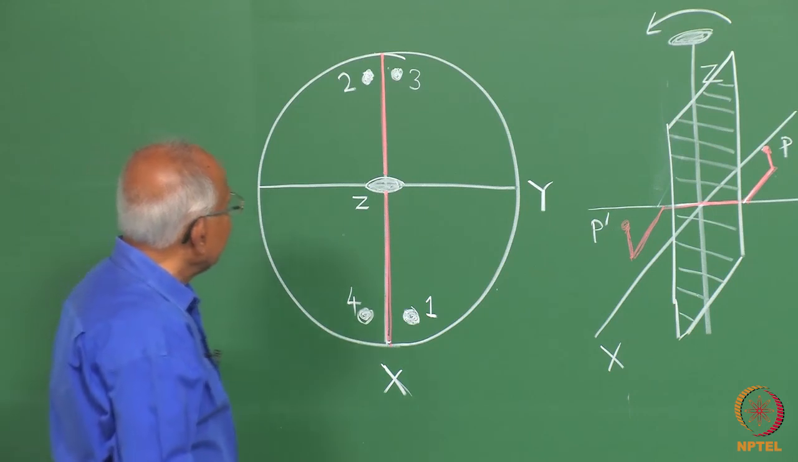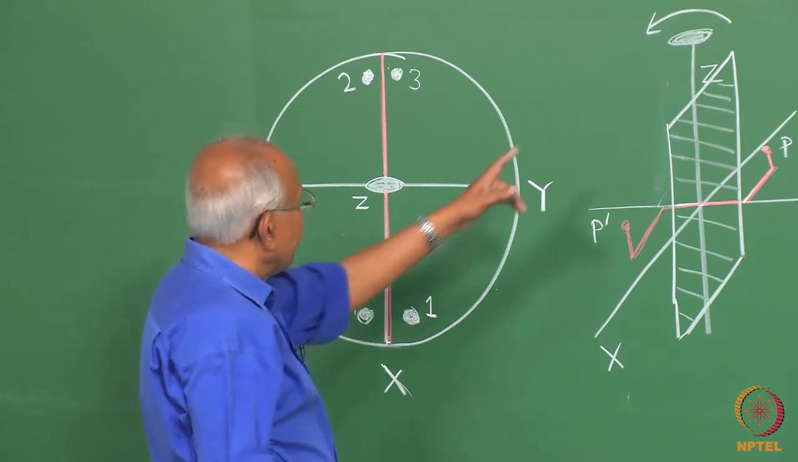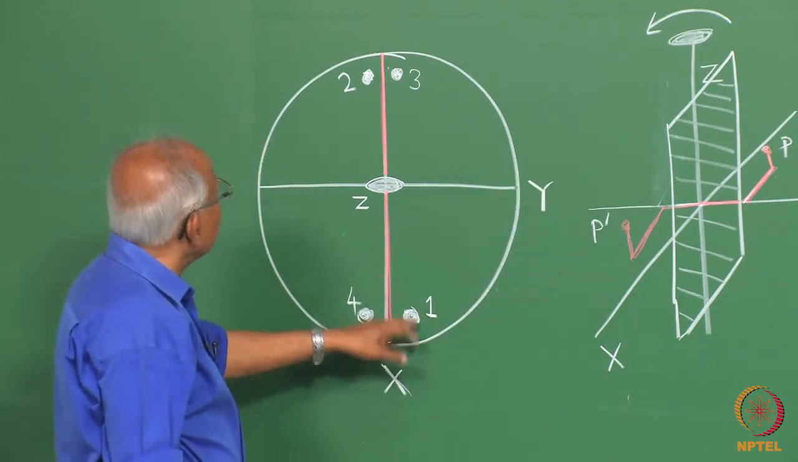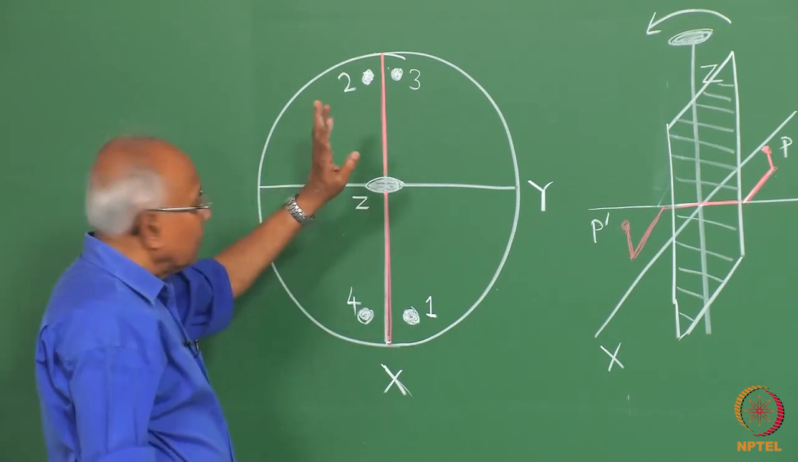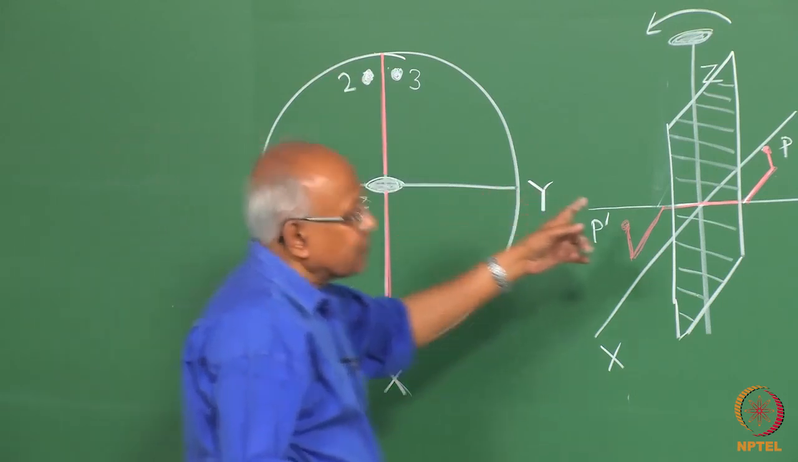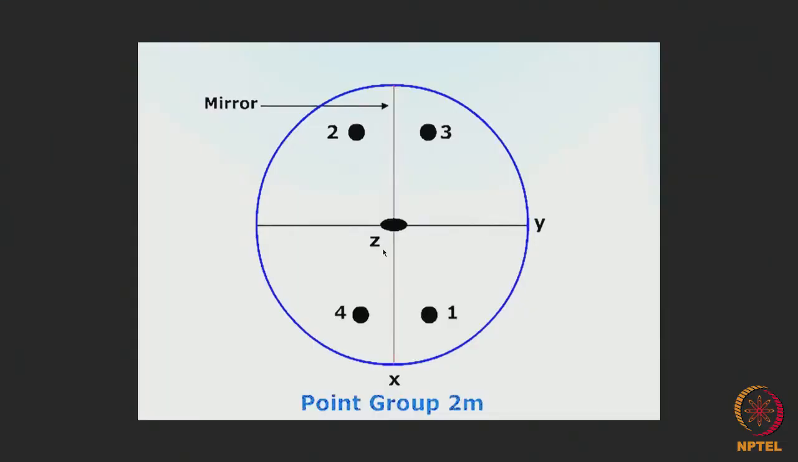So we can see that due to the operation of a twofold rotor with a vertical mirror as shown here, from one point we produce 3 other points. So there are 4 equivalent points due to the operation of this kind of point group. So the point group 2m will produce, from point 1, point 2; 2 will produce 3 by reflection in the mirror, and 1 will produce 4 by reflection in the mirror, and we will have 4 equivalent points produced due to the operation of the point group 2m.